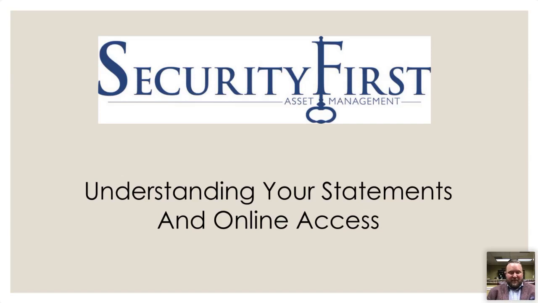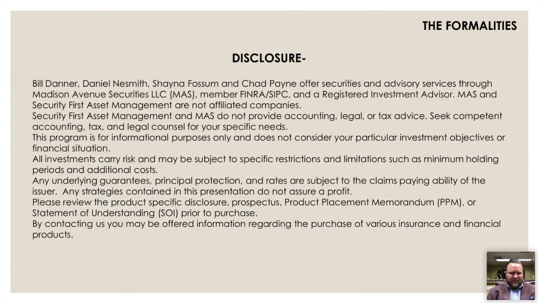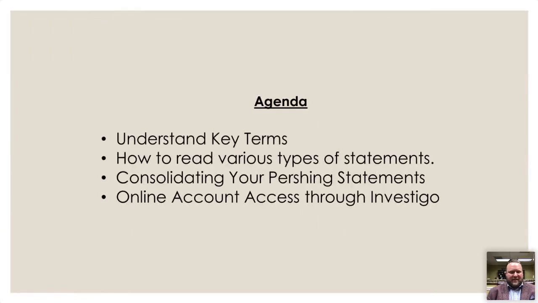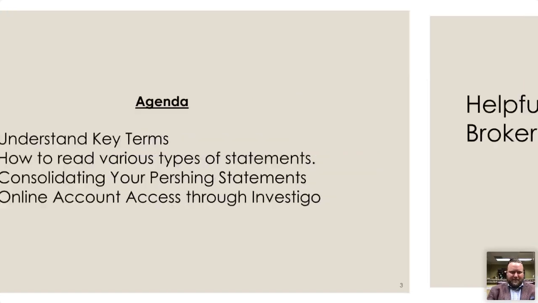And you can get your paper statements in the mail if you like to continue to do that, and then get those separately. So again, if you have any questions, type it into the chat box, and we're going to go ahead and get started here. I'm going to walk you through how the Pershing statement works first and a few other things. So our agenda today is going to be understanding key terms, how to read different account statement types, how to consolidate your account statements. And we're going to talk for a minute at the end about Investigo and a transition we're moving through to give you better online account access.